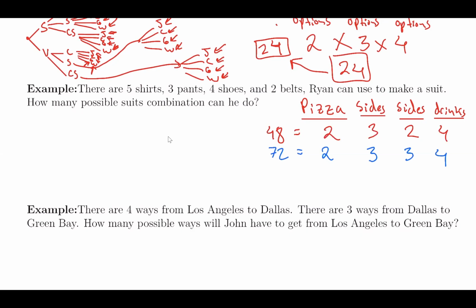All right, let's do this next question. So it says there are 5 shirts, 3 pants, 4 shoes and 2 belts Ryan can use to make a suit. How many possible suit combinations can he do? So kind of think about it. If you're going on a trip and you're trying to figure out how many different outfits you can do, we're going to just assume if I change one part of the outfit, it's a completely new outfit. So if I change the belt, we get a brand new outfit. So how many different ways can I change my suit?